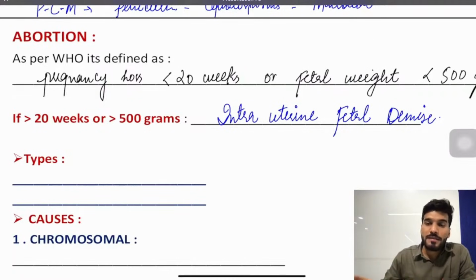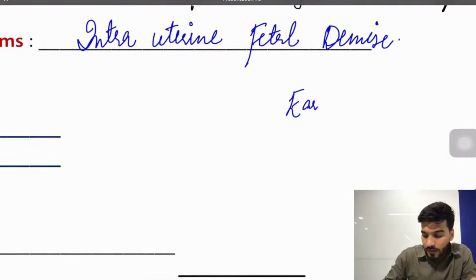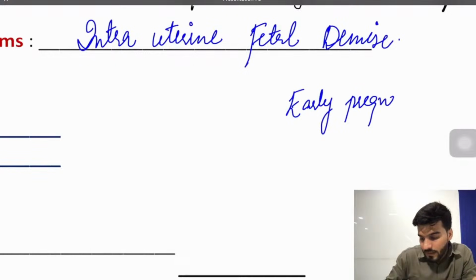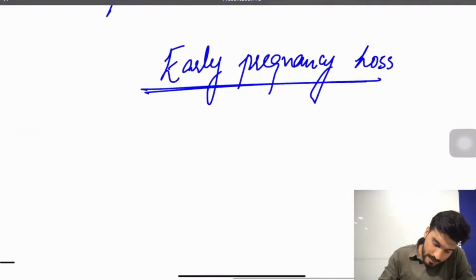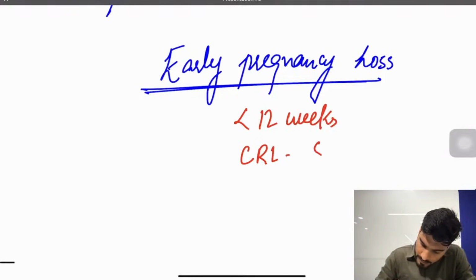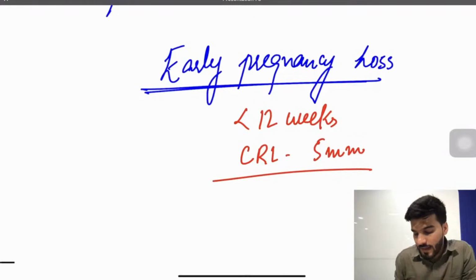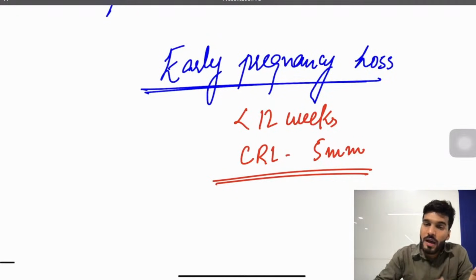All right, and one more type is early pregnancy loss. How do we define early pregnancy loss? Early pregnancy loss means less than 12 weeks, or when the crown rump length is less than 5, or CRL is 5 mm. We call it early pregnancy loss. One more is recurrent pregnancy loss. What is recurrent pregnancy loss? Two or more consecutive abortions, back-to-back abortions. That is recurrent pregnancy loss or habitual abortion.